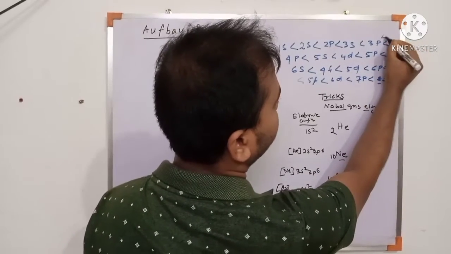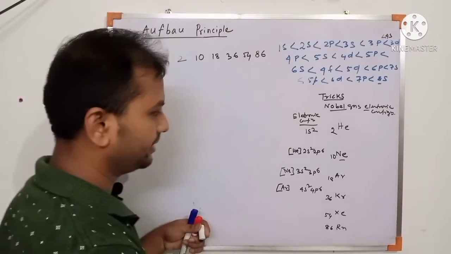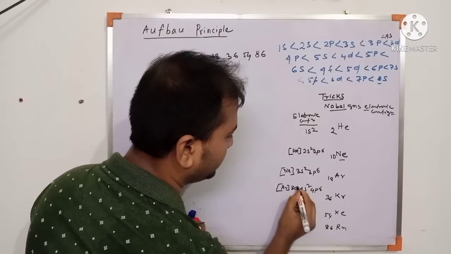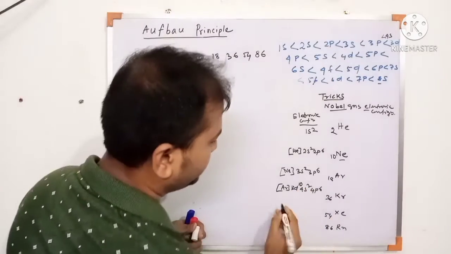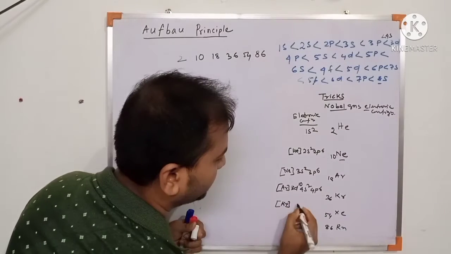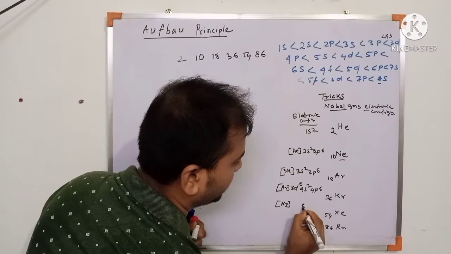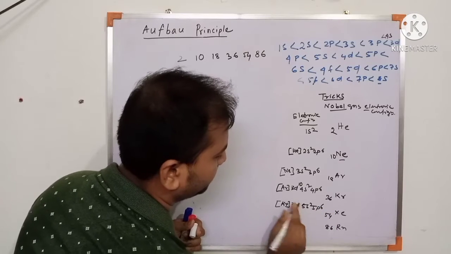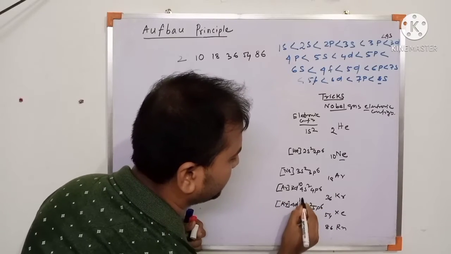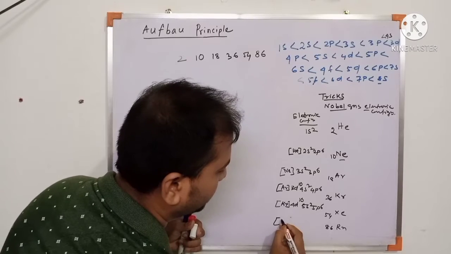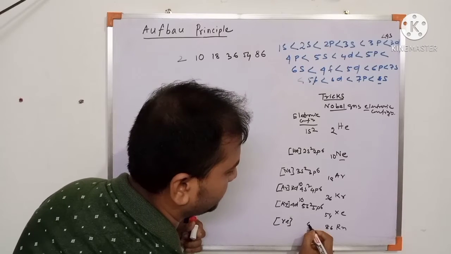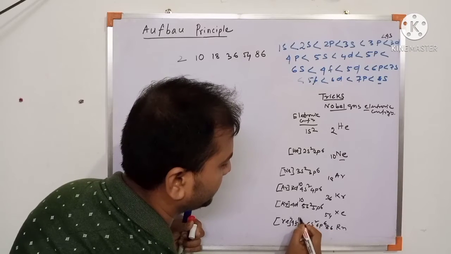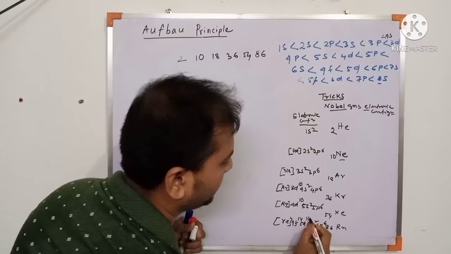This is 4s, then 3d. So 4s fills up, then 4p fills up, so 3d also fills up: 3d10. Then xenon: krypton, then 5s2, 5p6, and 4d10 similarly. And radon: this is xenon, then 6s2, 6p6, and 4f14, and 5d10.